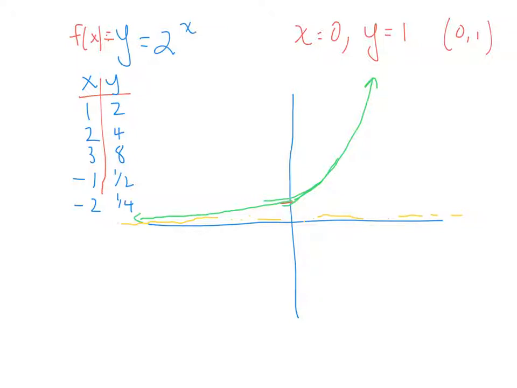The asymptote in this case is y equals 0, and that's called the horizontal asymptote. What that means is a line that the graph approaches but never touches or crosses. Every exponential function is going to have a horizontal asymptote, and it's a question of how the graph approaches it. So there's a fairly basic graph. Let's take a look at the next slide.